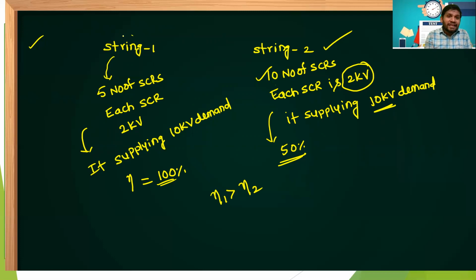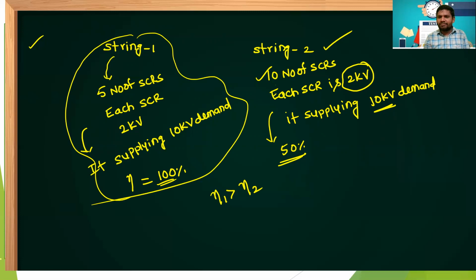Why? This string is maximum utilized. That's why it can't work for a long time. But this one is not maximum utilized. That's why its reliability is more. There is a maximum stress on this string. That's why it cannot work for a long time. If there is more stress on a particular string, it cannot work for a long time. But here it is not maximum utilization, only 50% utilization. There is no maximum stress on the string. That's the reason why it can work for a long time.